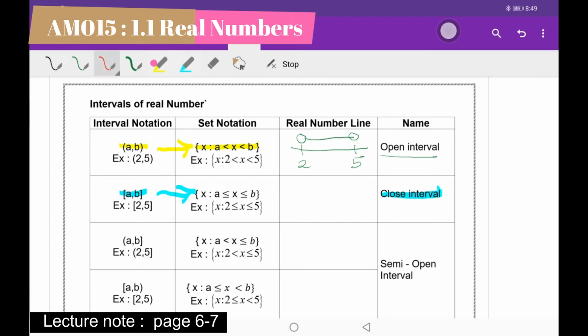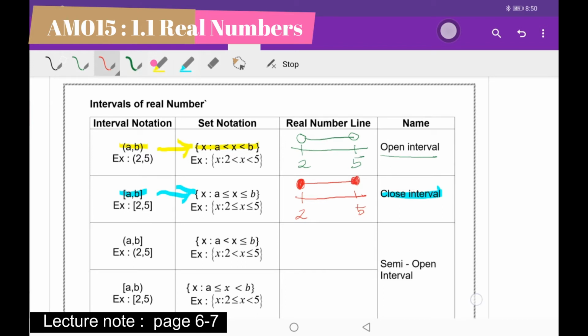So let us look at how to draw a number line for closed interval. Draw a line and write down the numbers 2 to 5. Okay, because we have square brackets which represent closed interval, you need to use a dense circle for both numbers to include 2 and 5. Because 2 and 5 both are using square brackets. So just the same step, connect them.